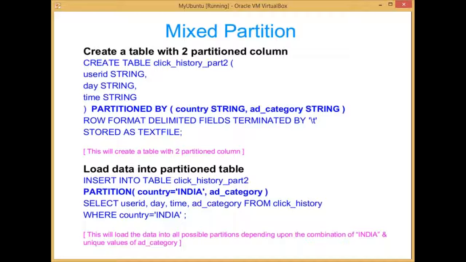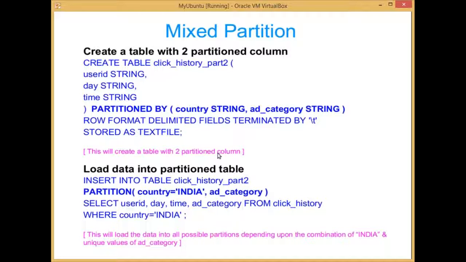You can have a look. Create table click history part 2. I am creating one more partition table. Bracket open, user ID string, day string, time string, bracket closed. This time I have given only 3 columns as my simple columns. Partition by country, that is string, comma, add category, that is also string. So this time my table is partitioned based upon 2 columns. And after that, row format delimited fields terminated by tab, stored as text file. This will create a table with 2 partitioned columns.